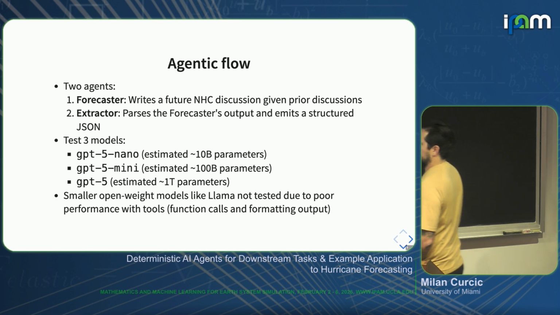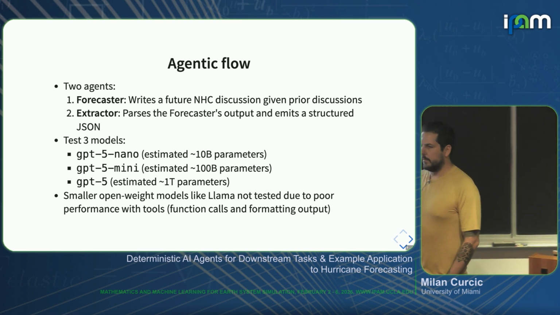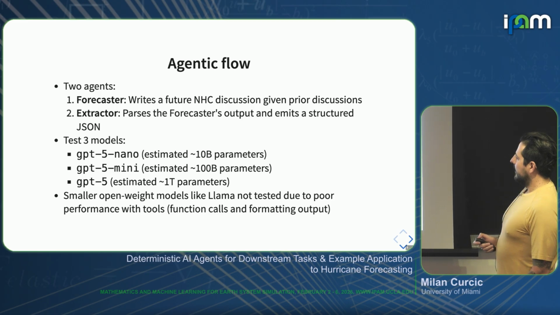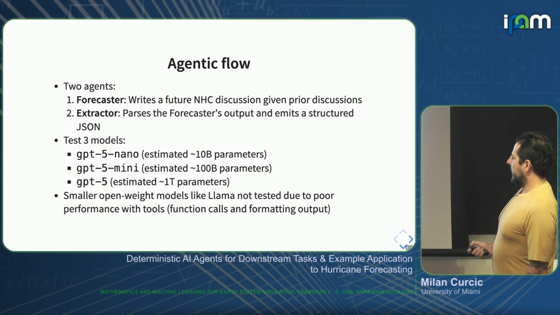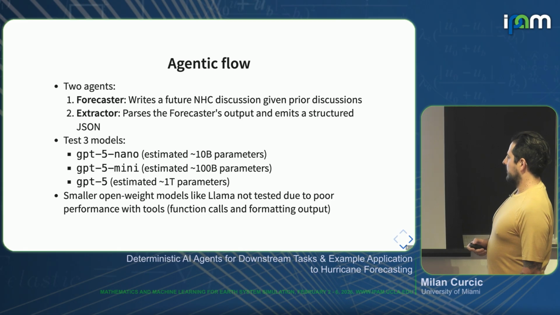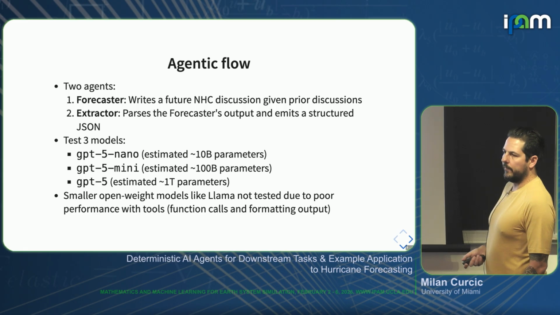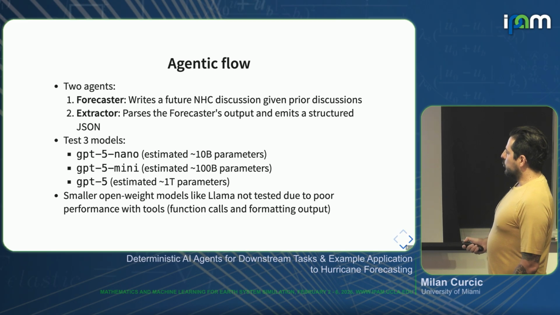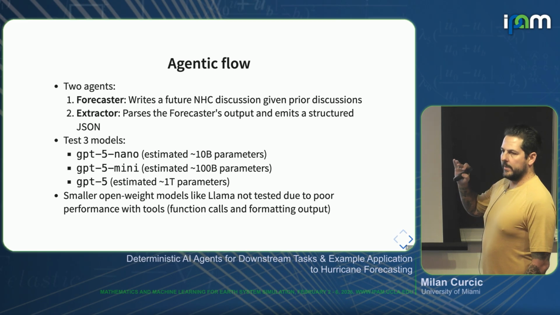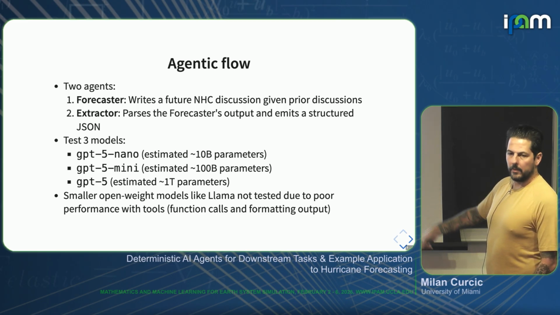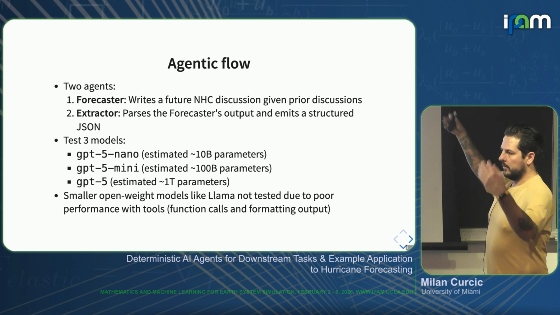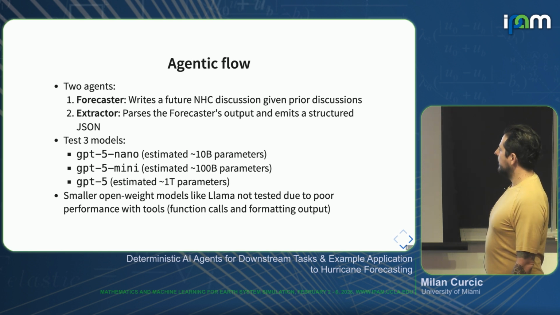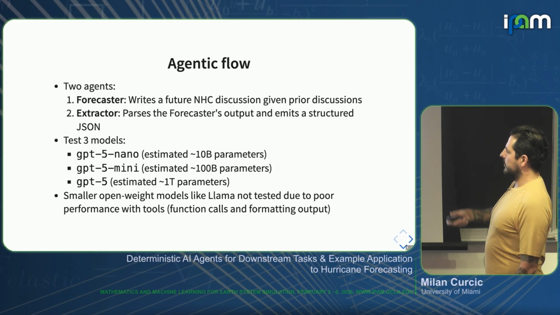Now, I test 3 models, and unfortunately, for the sake of time, I had to go with closed models. Because what I found when I worked with much smaller open-weight models that I could run is that they're pretty poor. They had poor performance with tools, so essentially they would fail at the task most of the time. Running the GPT-5 family allowed me to run these things quickly and in parallel because they're just API calls. The things are computed on their servers, and they return the response.